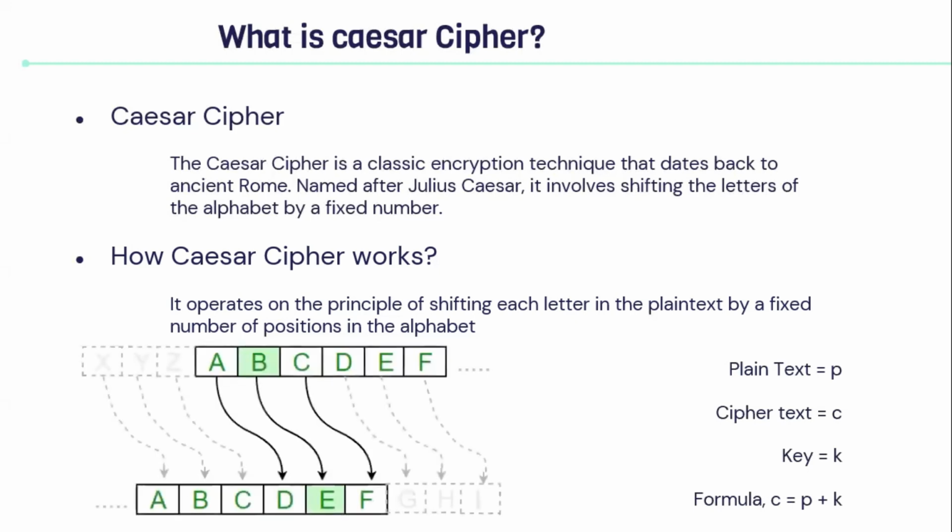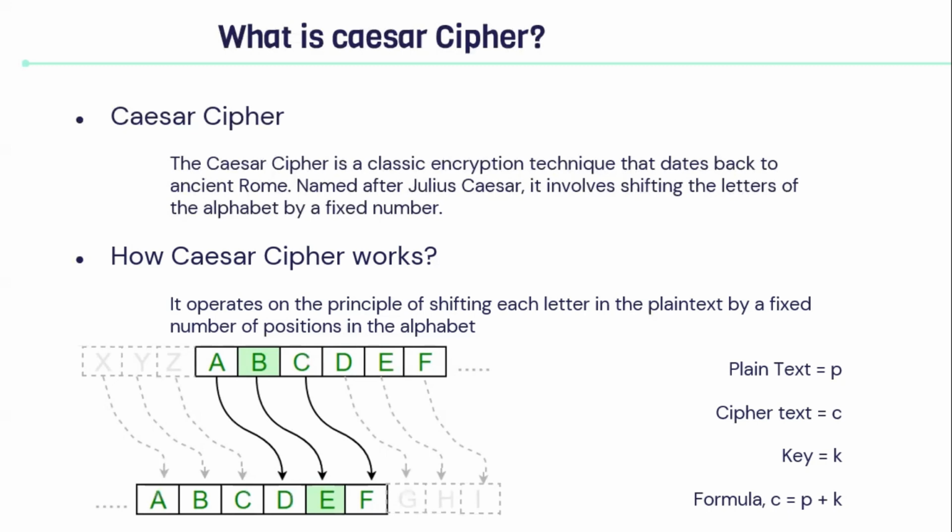Suppose we have some alphabet A, B, C. So the index values will be 1, 2, 3. The index could start from 0 or 1. Here we have started the index from 1. So the index is going to be from 1 to 26 as the alphabet has 26 letters.